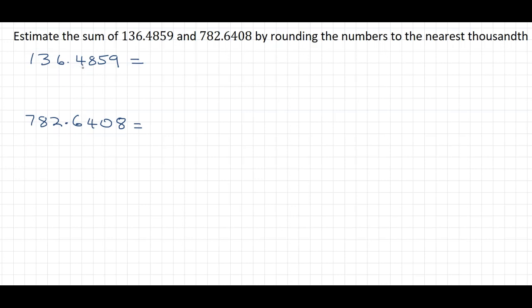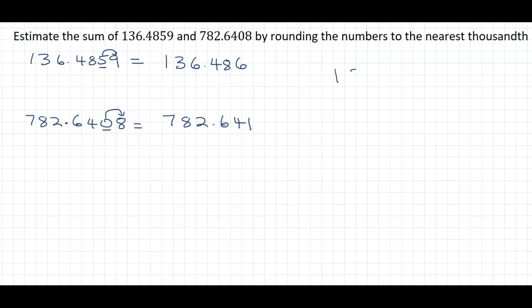So we have tenth, hundredth, thousandth. So this is the digit we're after. Let's look to the right. We have a 9, which is greater than 5. So we're going to add 1 to the number that is in that position. So it's going to be 136.486. Let's do the same here. This is the digit in the thousandth position. Let's look to the right. We have an 8, which is greater than 5. So we're going to add 1 to the digit already in the thousandth position. So this is going to give us 782.641. So now let's go ahead and add these numbers together.